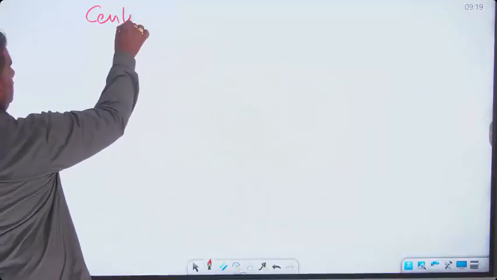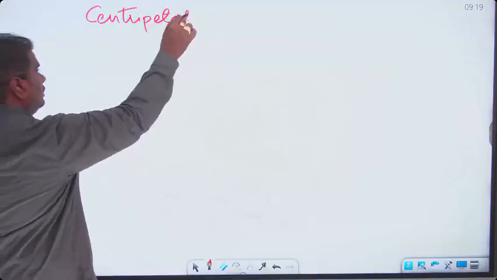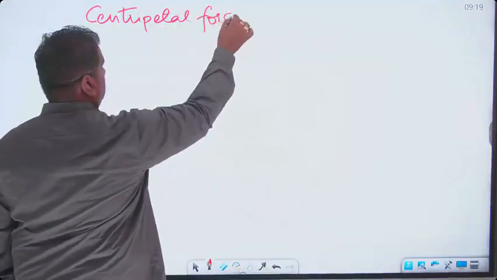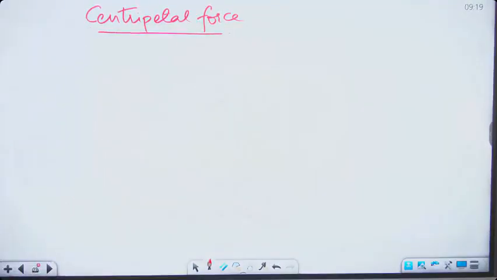Now, talk about the case of centripetal force. When time అయిందా కాలే కదా ఇంకా టైం అక్కడ కనిపిస్తా ఉంది, right? So hold for some time. So we talk about the case of centripetal force.